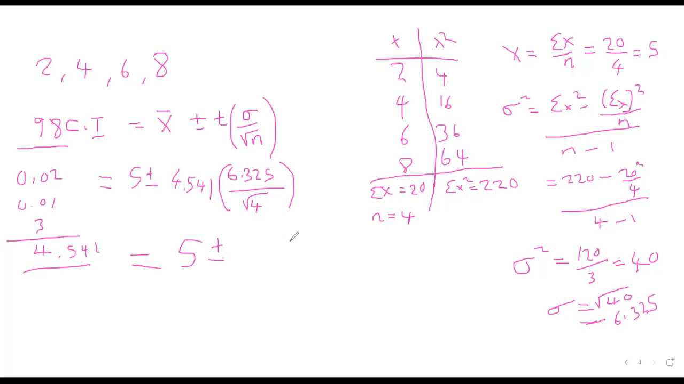So when you multiply this, you're going to get the standard error, which is what? 6.325 divided by 2 times 4.541, which is 14.36. So the upper bound is 19.36, and the lower bound is negative 9.36. This is our confidence interval.